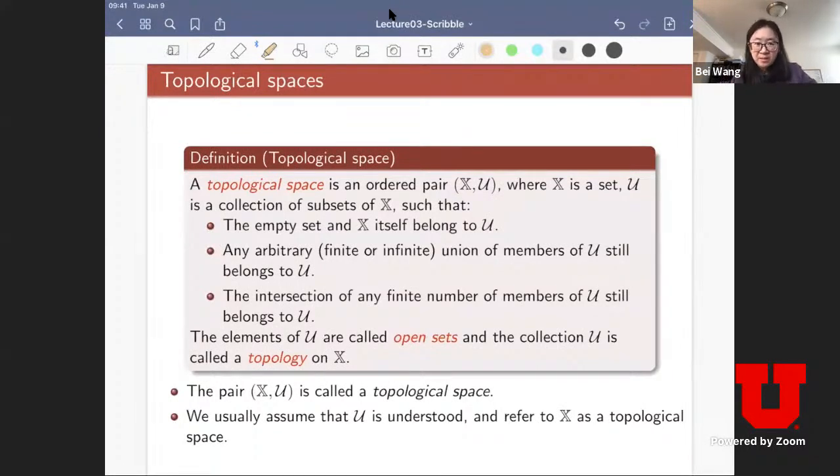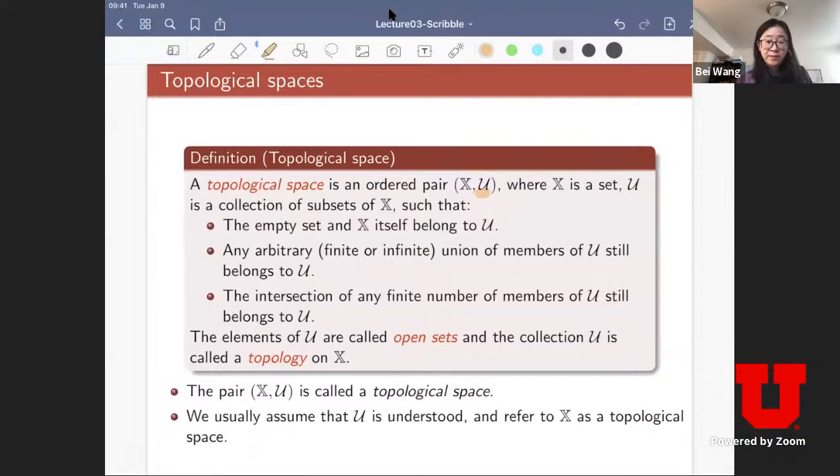A topological space is a pair, where the first element of the pair is a set, and the second element of the pair is a collection of subsets of the first one, okay? So the condition for this forming a topological space is that the empty set and the set itself have to be part of the collection. Everything right now is very abstract and we're going to go over examples, okay? So the first condition is that the empty set and the set X itself have to be part of the collection of subsets.